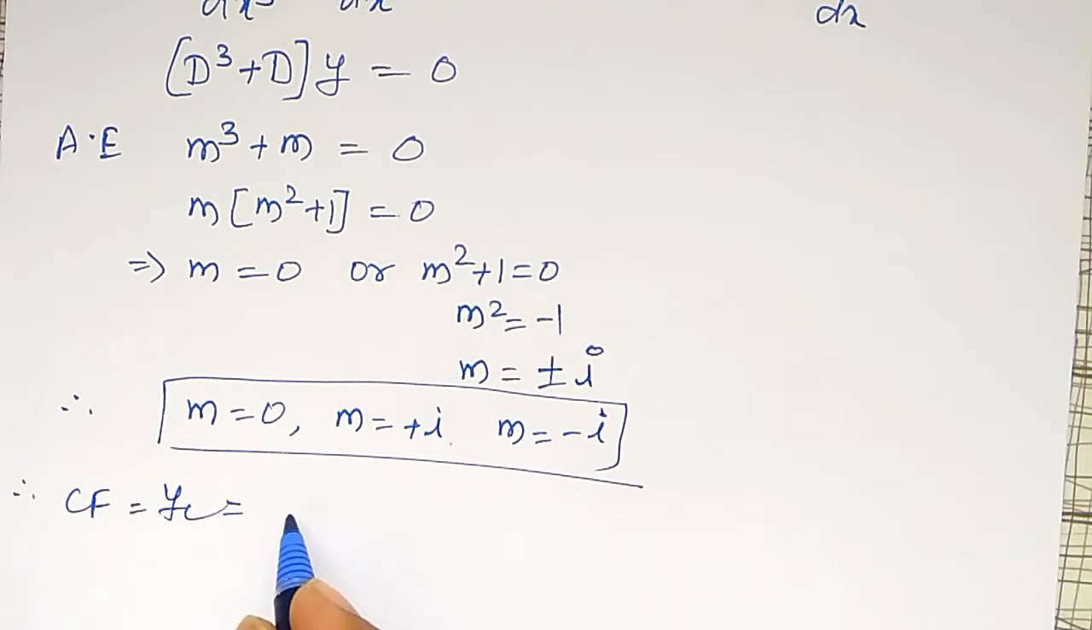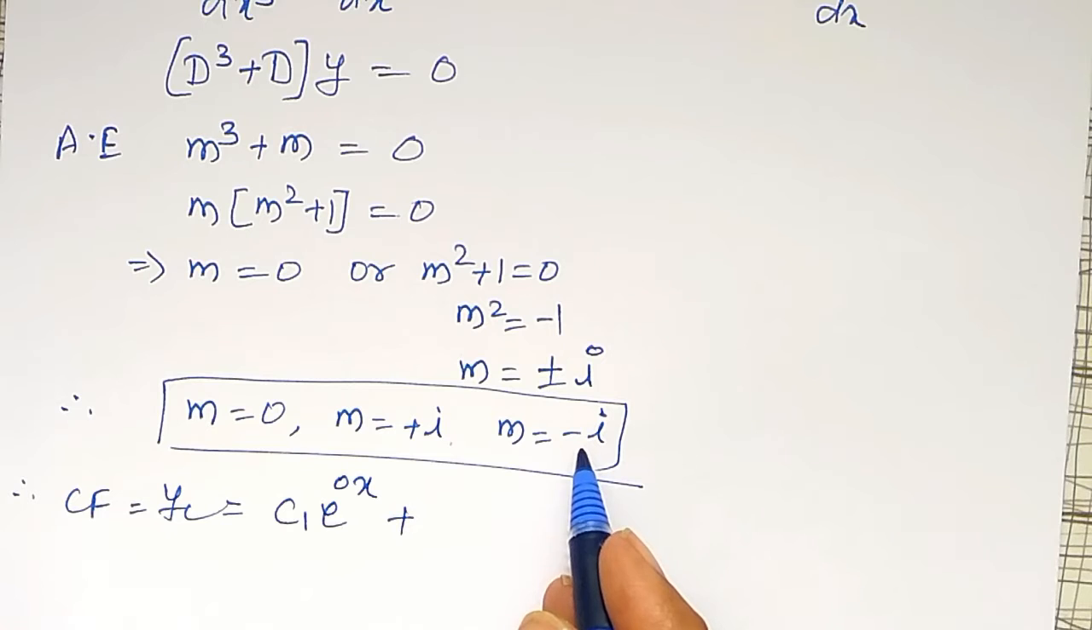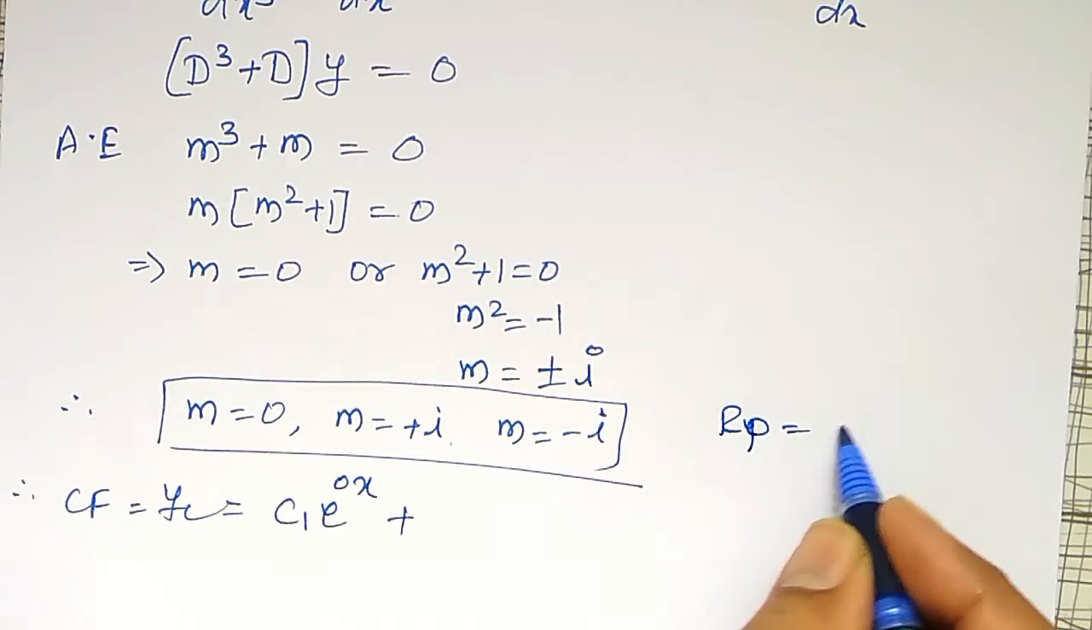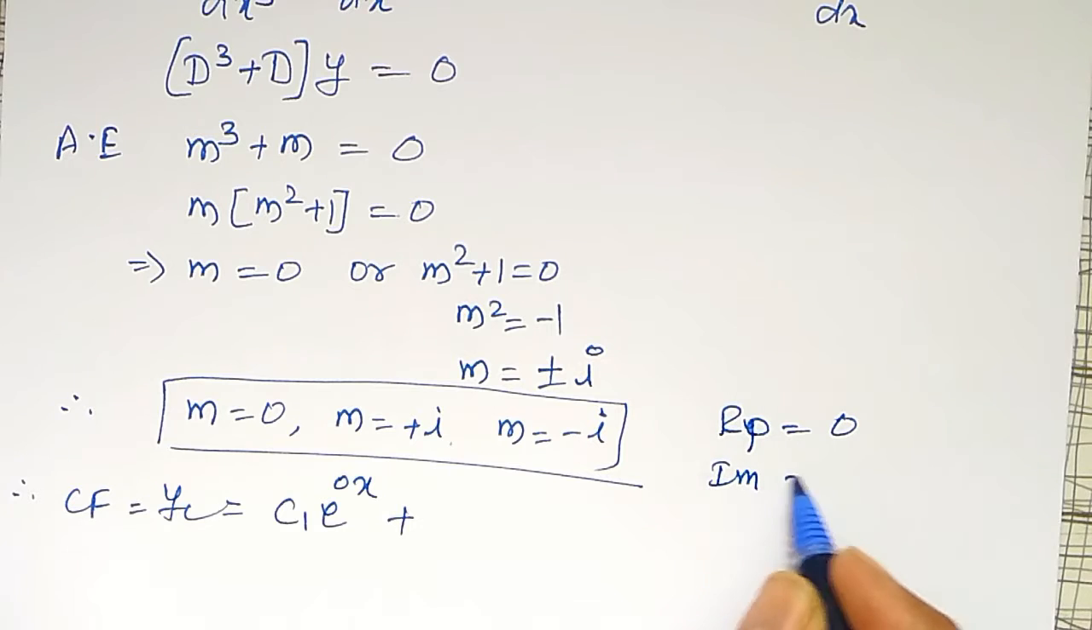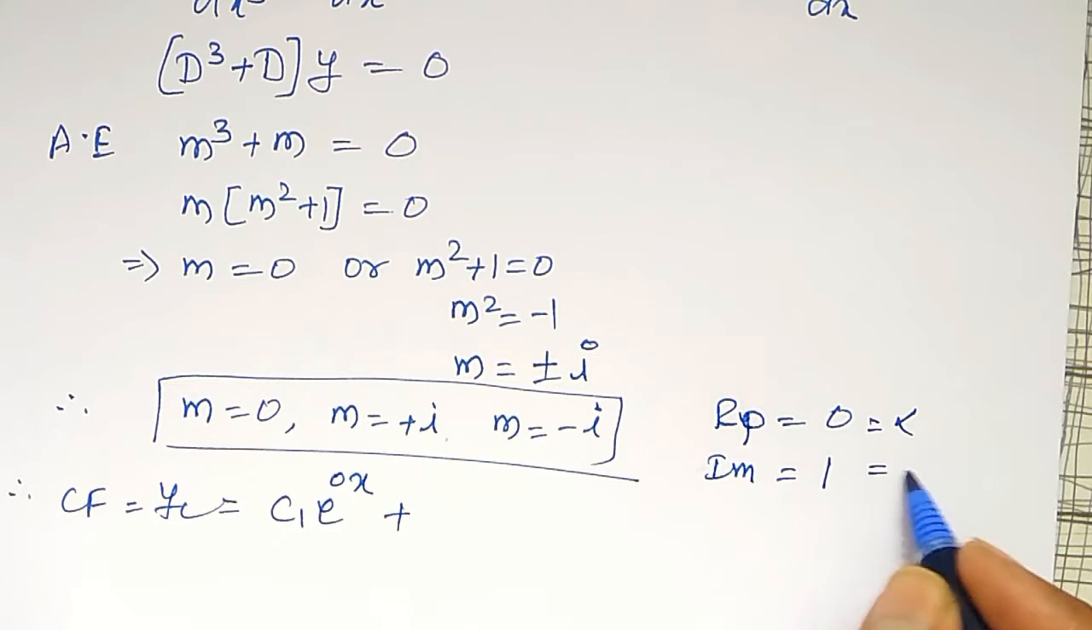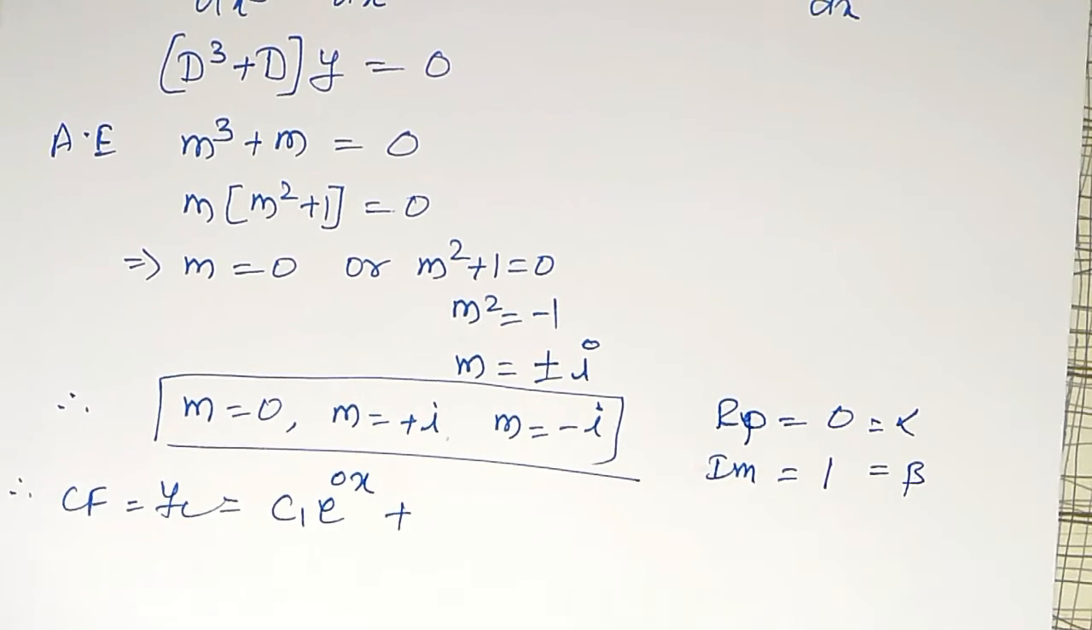yc equal to, the first root is distinct, the other two roots are complex conjugate. Here it is c1 e to the power 0x plus, the other two roots are complex, but the real part is equal to 0 and the imaginary part is equal to the coefficient of i, that is 1. That is your alpha and beta according to the formula I gave.